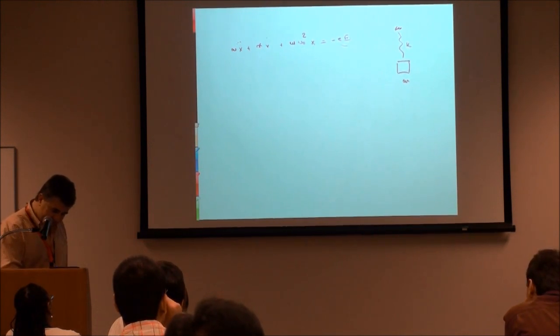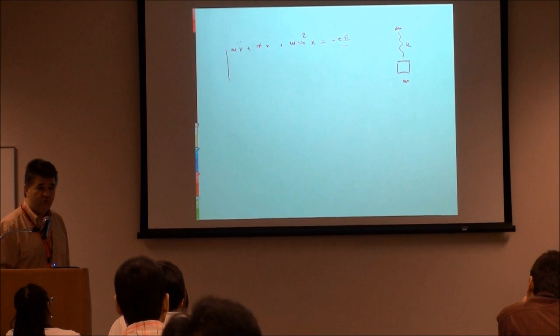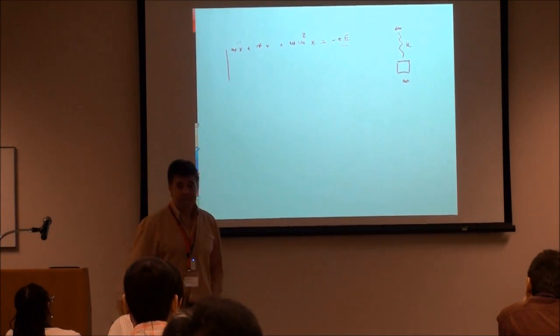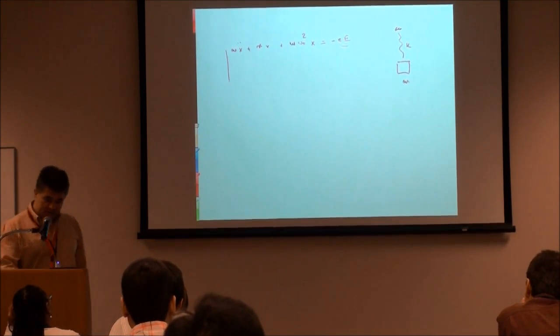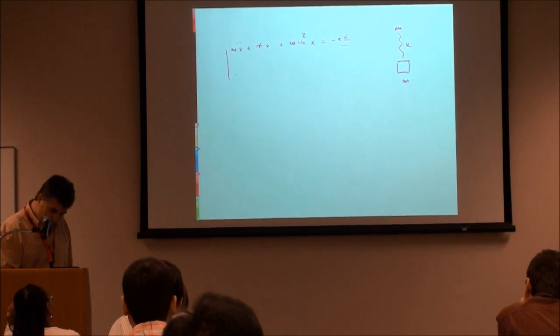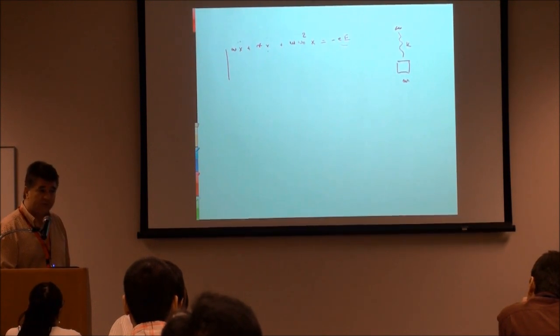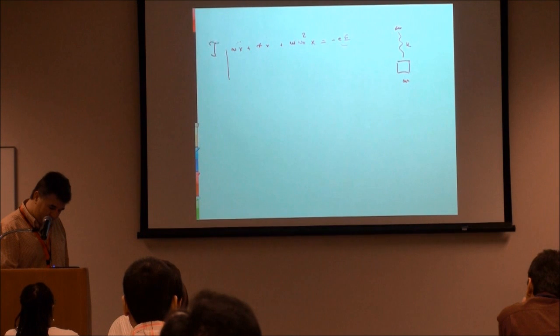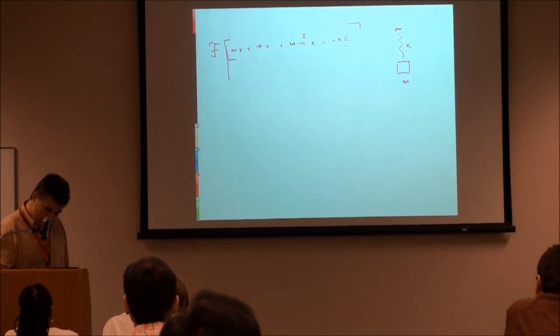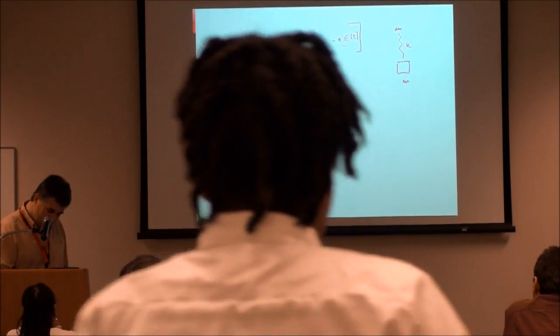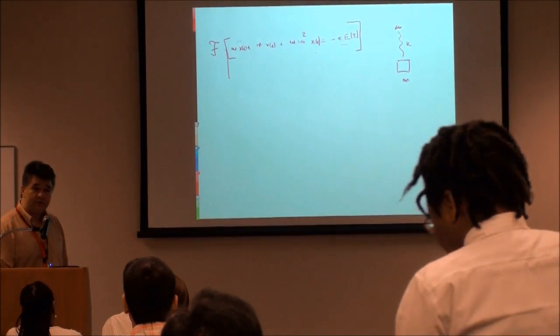How do I solve this? Using the things that we just learned. So x double dot means second derivative, x dot is first derivative. How about if I take the Fourier transform of the whole thing? Okay, somebody read it to me.